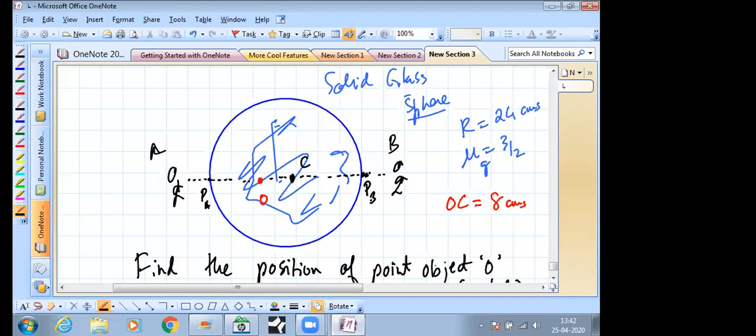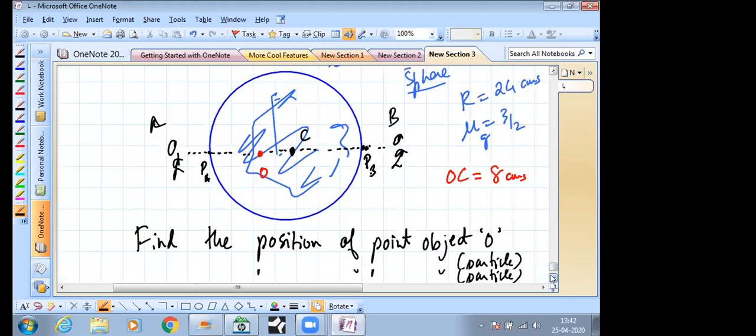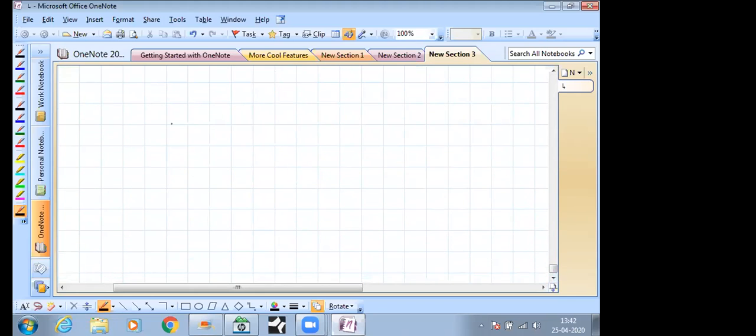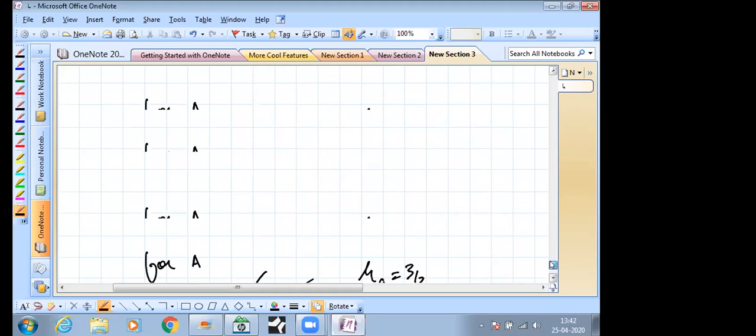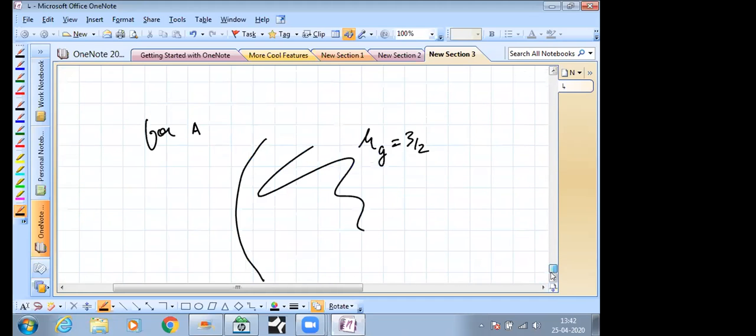Okay, so I've started getting some answers. For A, yes, Ganesh, that's correct. So let me solve each case individually. So for A, the situation is something like this. This is my second medium, glassy. Okay. Now the center of curvature is here, the object is here, the pole is here, and the observer is on this side.